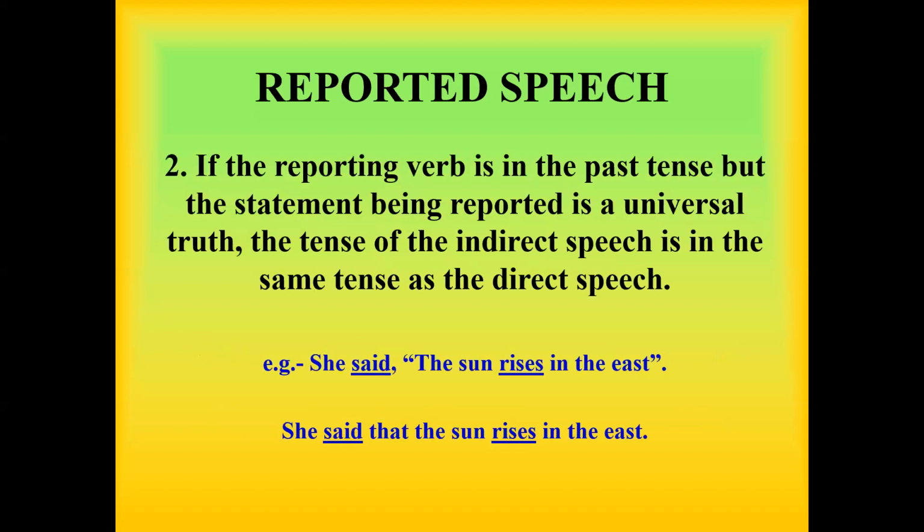Next. If the reporting verb is in the past tense, but the statement being reported is a universal truth, the tense of the indirect speech is the same as the direct speech. For a universal truth, guys, you cannot change the sentence tense. Universal truth means which is true everywhere, like the sun rises in the east. It's not that only in India the sun rises in the east. In Japan, in the US, everywhere around the world, the sun rises in the east. You cannot say, she said that the sun rose in the east. You cannot change it into past tense because it is always true. So it will take simple present tense, even in reported speech.